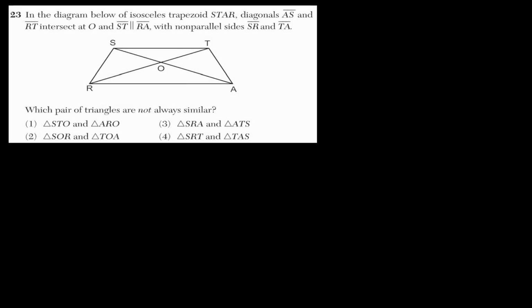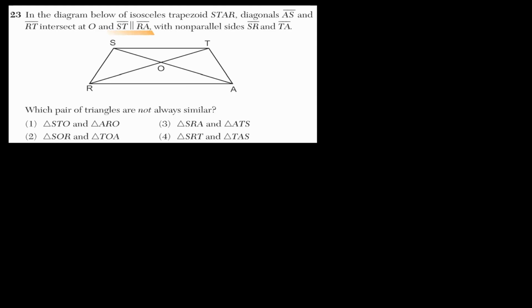In question 23, we have a diagram of an isosceles trapezoid RATS, which is the outside of the figure given below. And we're also being given diagonal AS and diagonal RT, where they intersect at point O, where AS, we have it here, and RT, we have it here. And notice that they're intersecting at some point called O. And lastly, we're given that the line segments ST and RA are parallel.